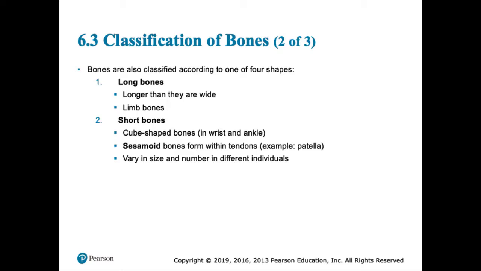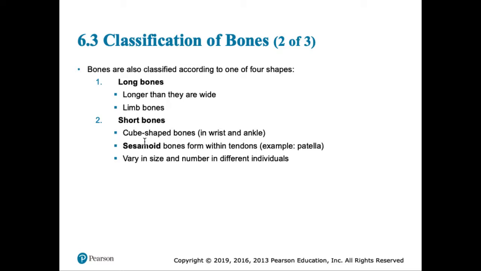We also classify bones. Basically, we can classify them according to shape. Bones are classified into one of four shapes. We have long bones. Those are longer than they are wide, and those tend to be things like the limb bones. We also have short bones. These are cube-shaped bones in the wrist or ankle.